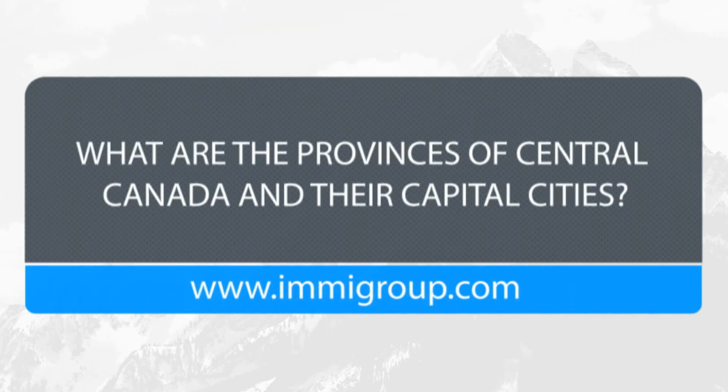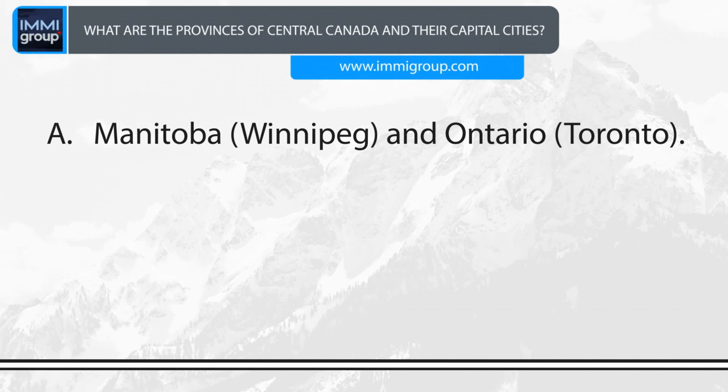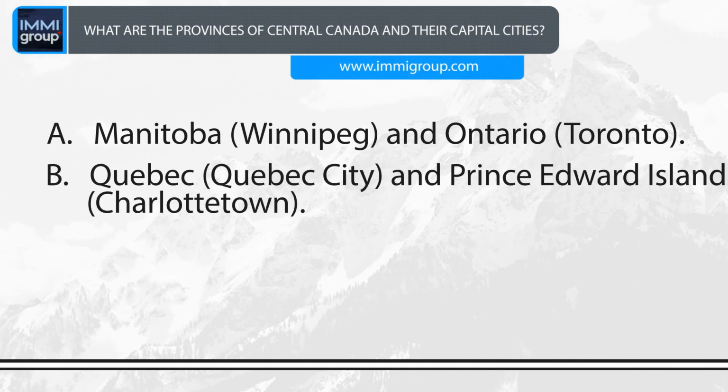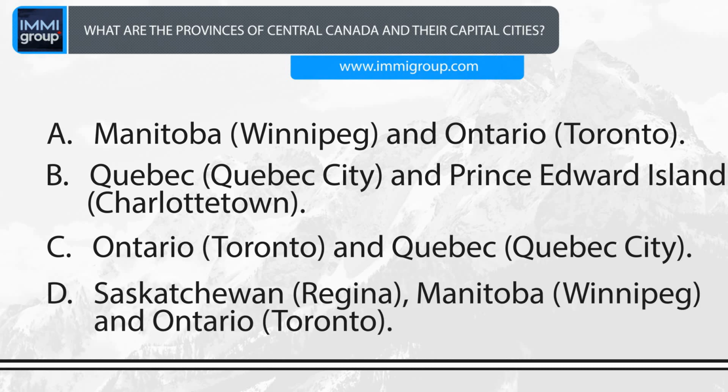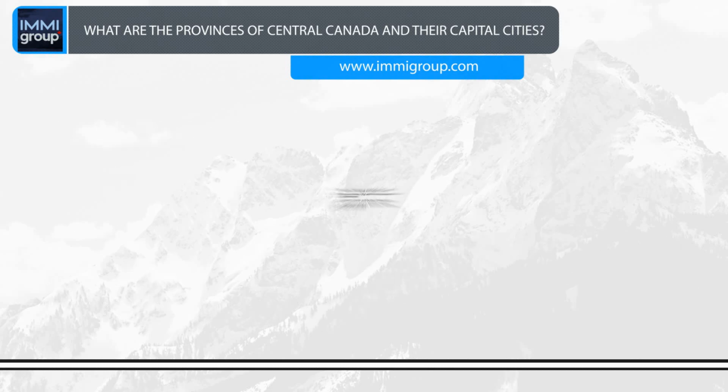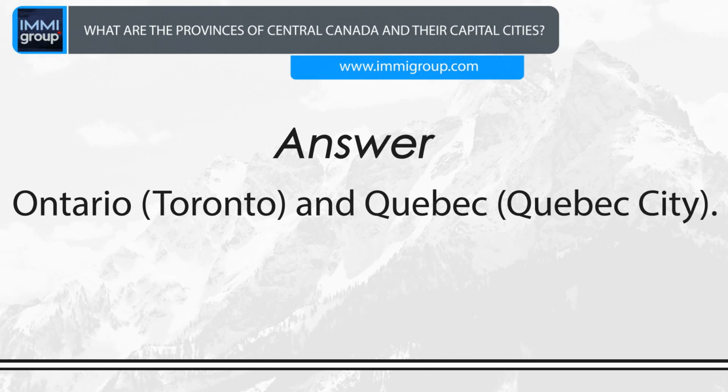What are the provinces of central Canada and their capitals? A. Manitoba, Winnipeg, and Ontario, Toronto. B. Quebec, Quebec City, and Prince Edward Island, Charlottetown. C. Ontario, Toronto, and Quebec, Quebec City. D. Saskatchewan, Regina, Manitoba, Winnipeg, and Ontario, Toronto. Answer. Ontario, Toronto, and Quebec, Quebec City.